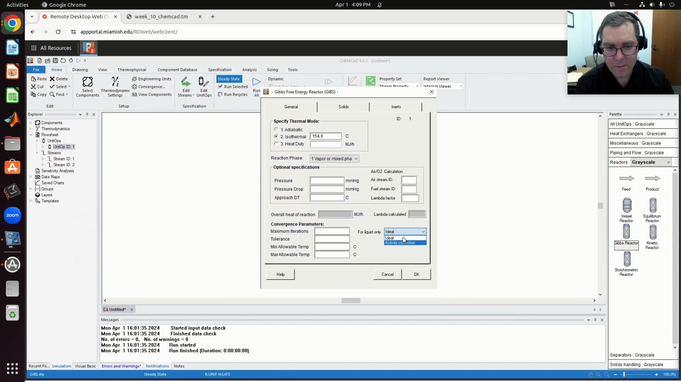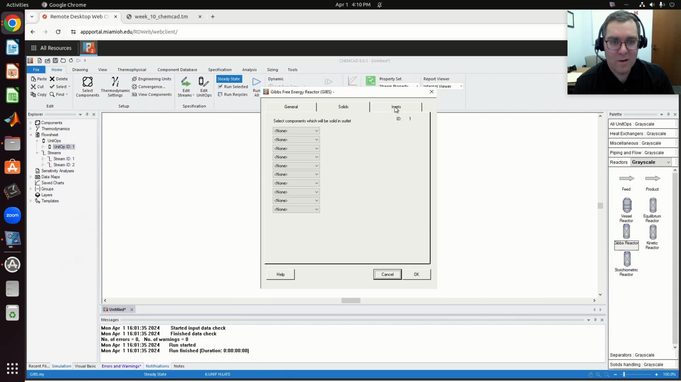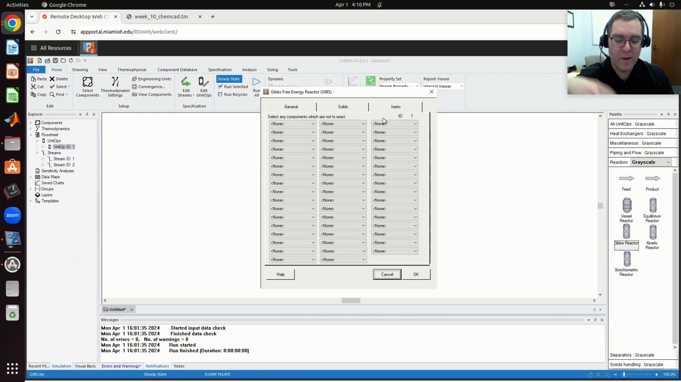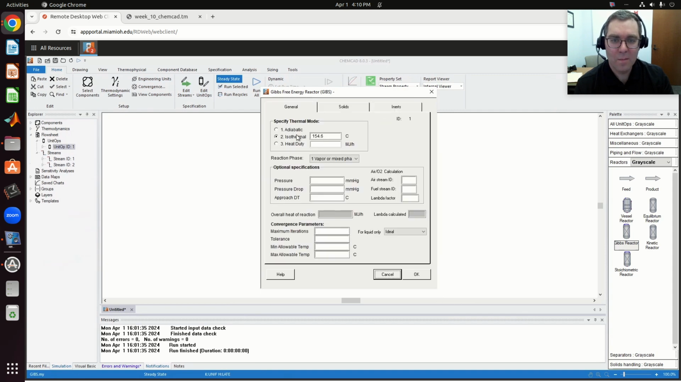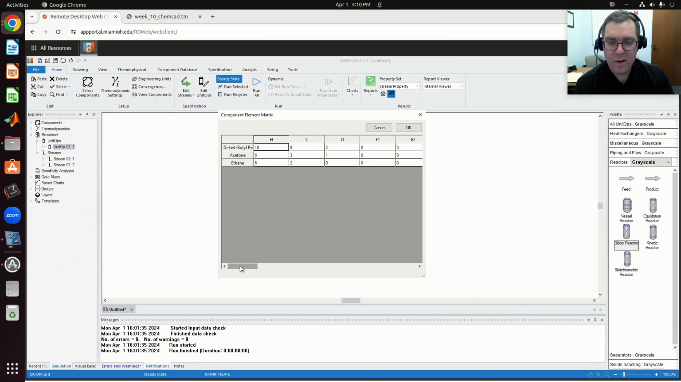If I had a liquid phase reaction, I could try to account for non-idealities. But this is all I need to specify. These other options would let me define components that are solids, or specify components that are inerts. So even if they're in my component list, I can eliminate them from the calculation where I'm trying to minimize my Gibbs free energy. But all I'm going to specify is the temperature. Then it's just showing us the atomic composition of those molecules in our system.